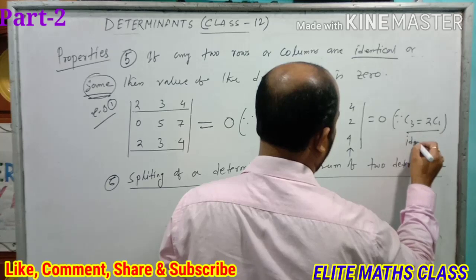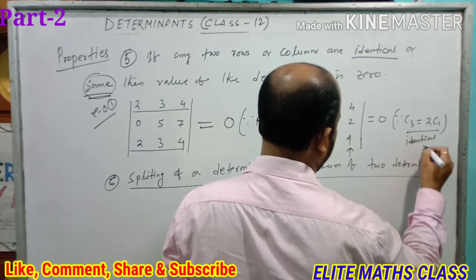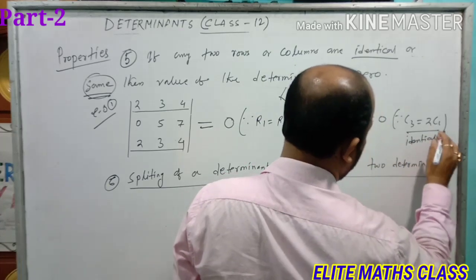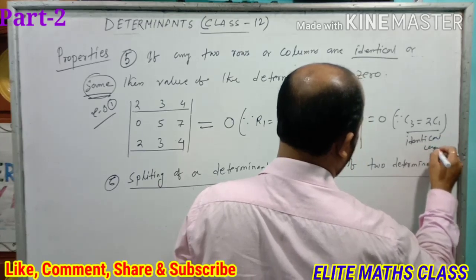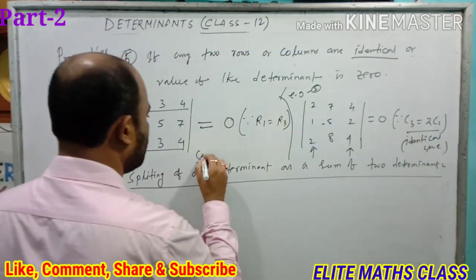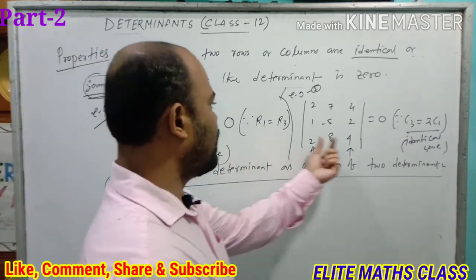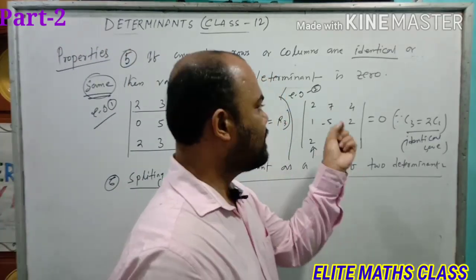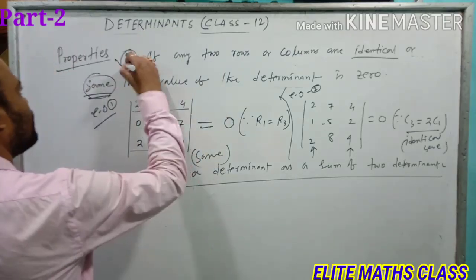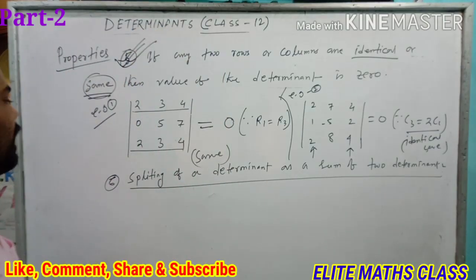This is the identical case. Here two rows are same. This one is the same. Here two columns are identical, so the value is 0. So this one also very useful property.